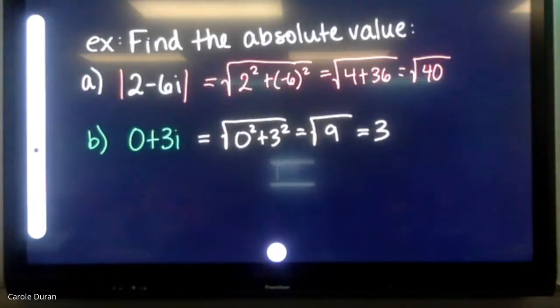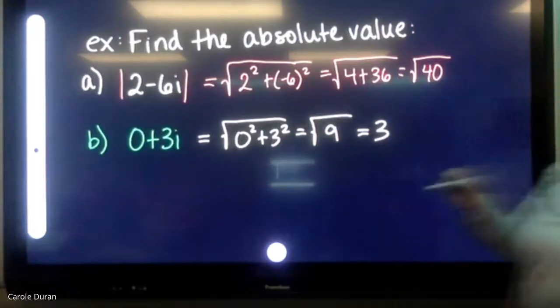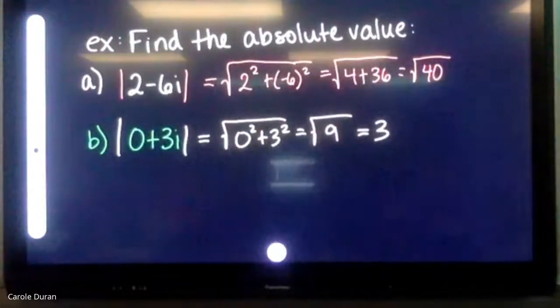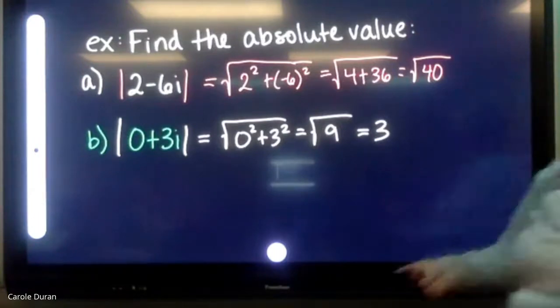Anybody confused there? Everybody get 3 as the absolute value of that complex number? Anybody not get 3? Anybody not see how we got 3? How many of you are bored out of your minds? Okay, somebody, I like it, I like it.